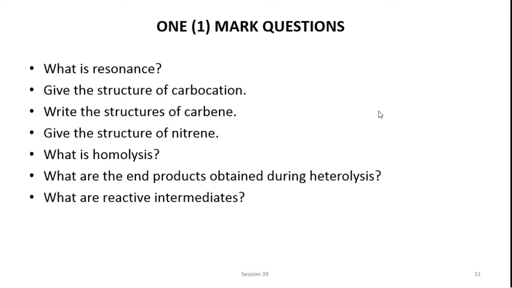So you should remember carbocation. There is carbon. It is a cation. Therefore, it will have trigonal planar geometry. Write the structures of carbene.